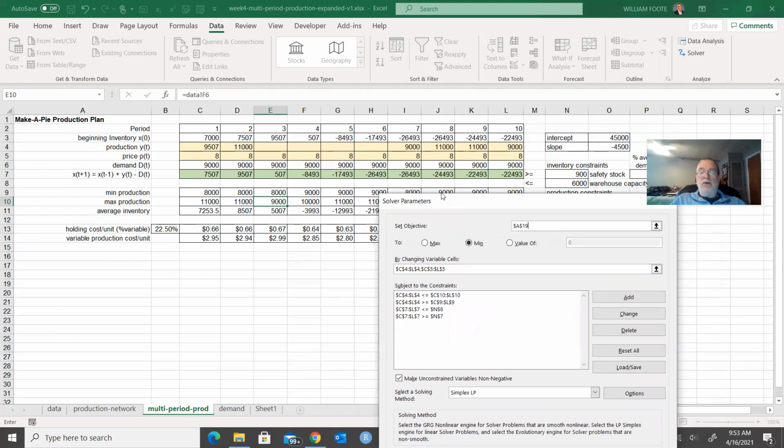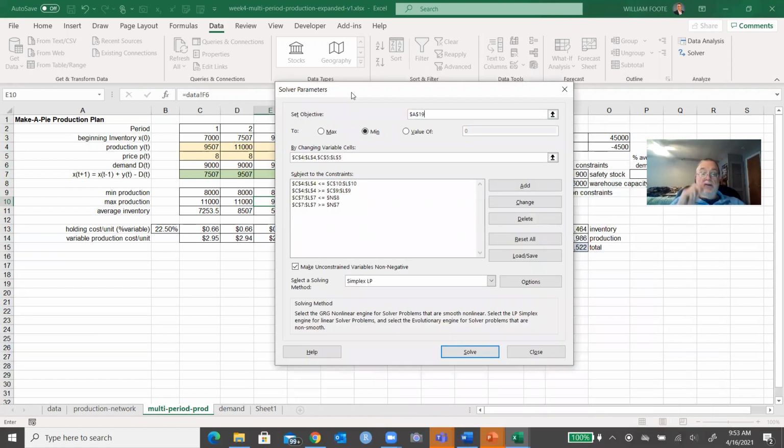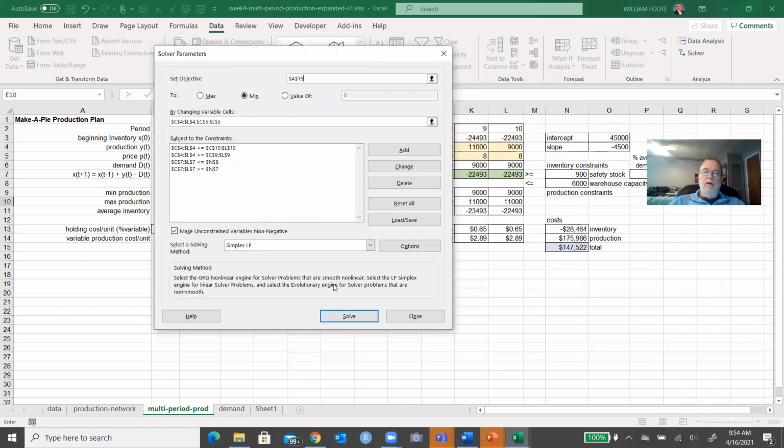I don't know if this is going to work. I still want to minimize the cost of inventory. And now I have a pricing decision in this that minimizes cost. I really should have this maximizing profit. But let's try just the pure minimize cost and see if it works.